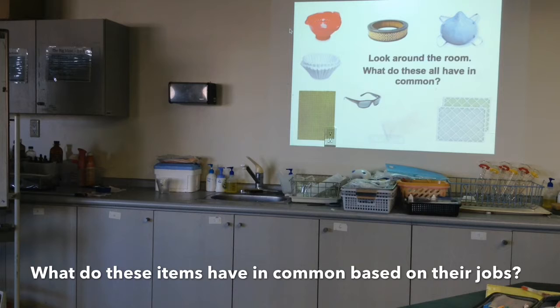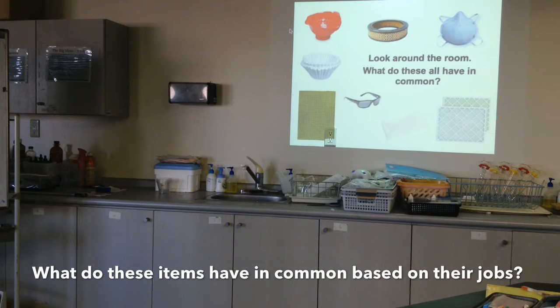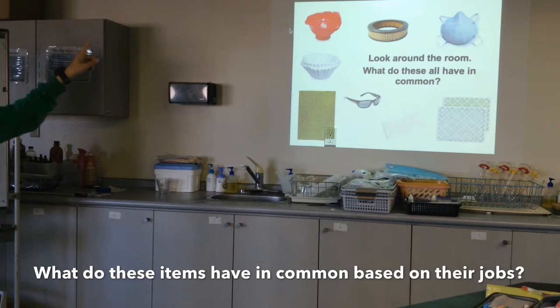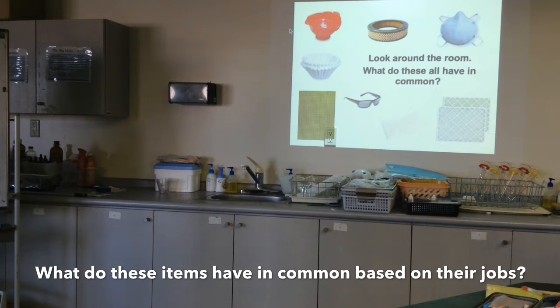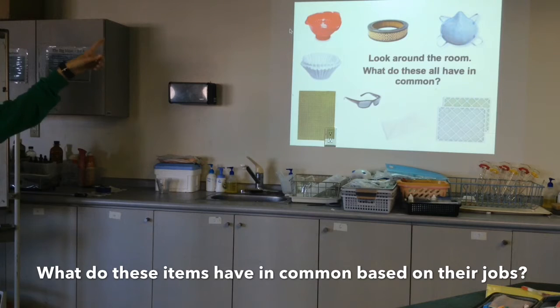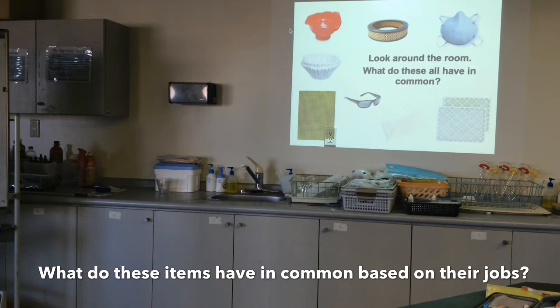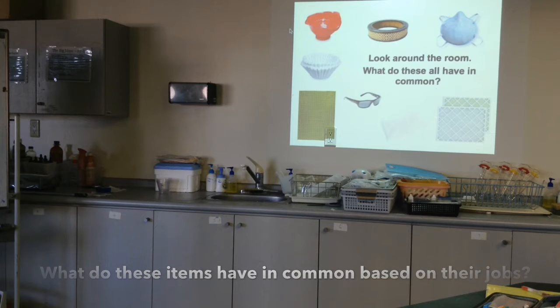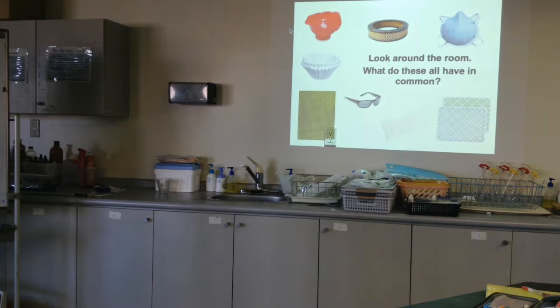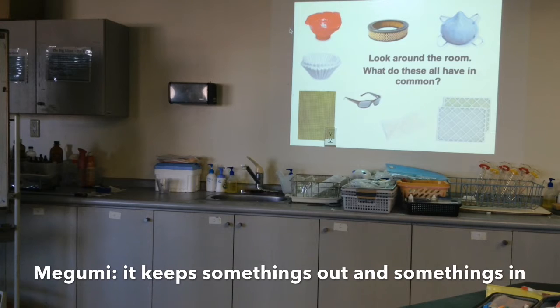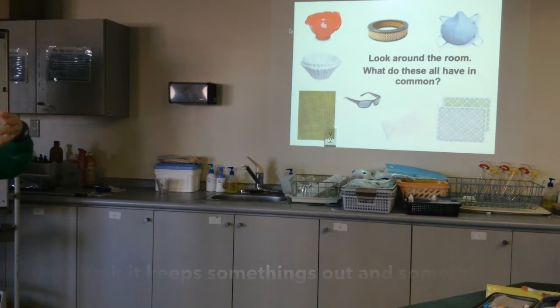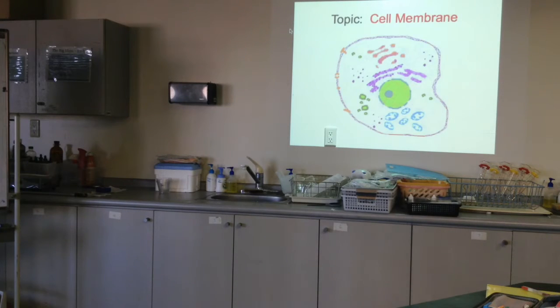Cell membrane. Look around the room or look at these things. What do these things have in common? They're solid. Okay. In terms of what they do, what each one is supposed to do, what's common? What's similar about them? Yes? Keep some things out, but keep some things in. Yeah, it filters, right? So I think the main word here is filtering, or like you said, some things are able to pass through, other things are not.